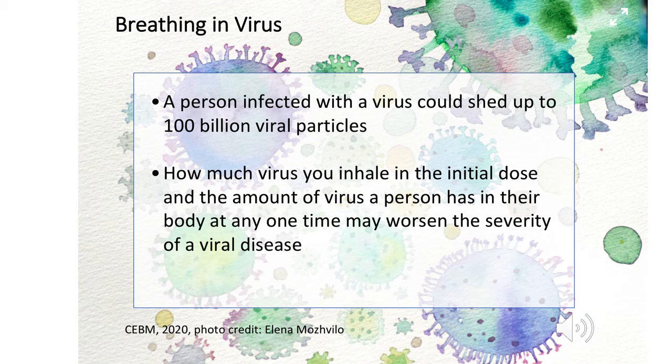So a person who's infected with a virus could shed up to 100 billion viral particles during the course of their illness. So how much virus you inhale in the initial dose and the amount of virus that the person has in their body at any given time will indicate for us how severe the viral disease might be. So it's important, if the person is a super shedder and they're going around shedding tons and tons of virus, we want to identify those people and ask them to stay home and stay away from other people.